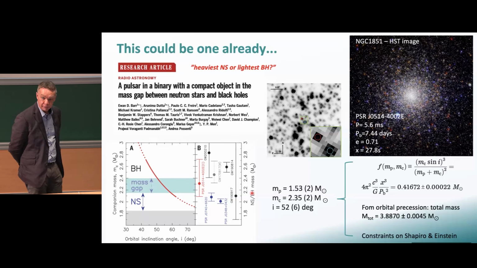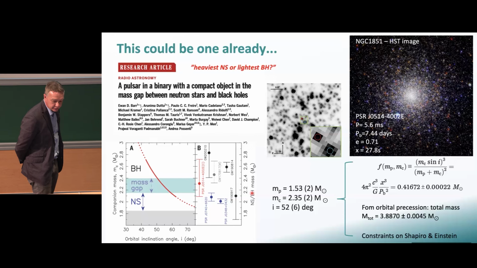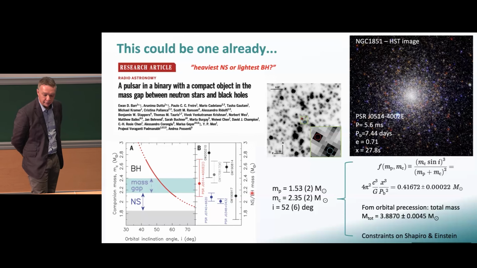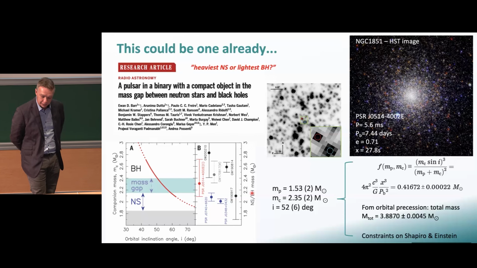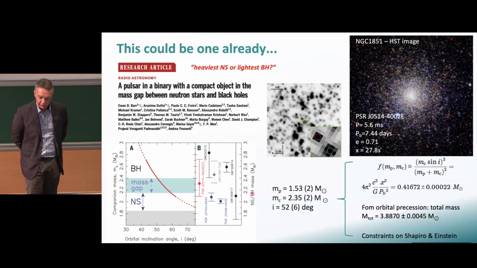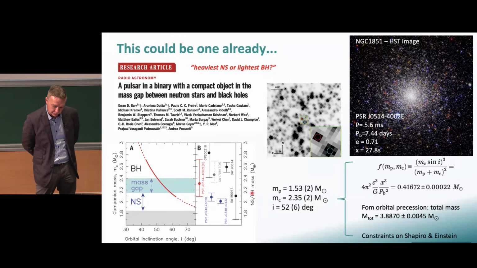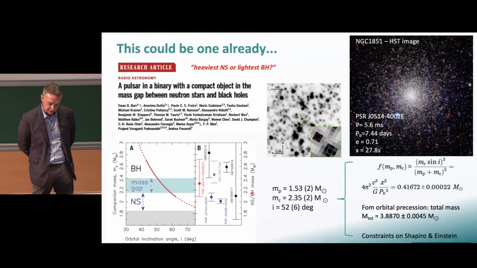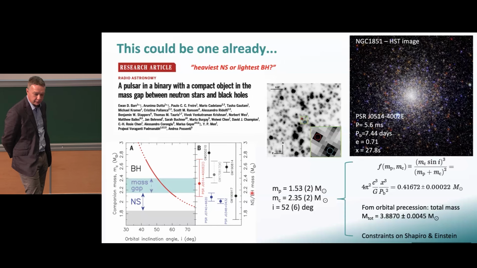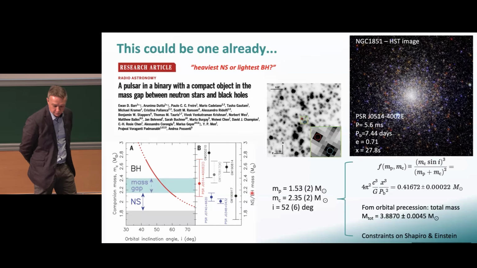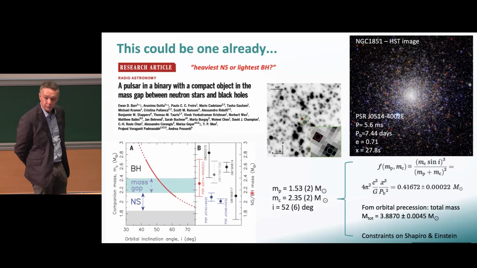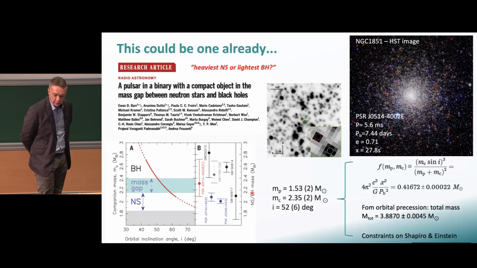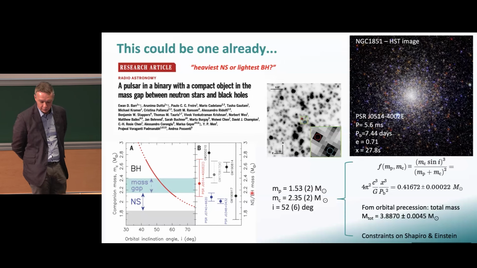And this is a pulsar we discovered with the MeerKAT telescope. It's in a globular cluster. And from the mass function and the measured total mass from the orbital precession, we know that the most likely value for the pulsar is 1.53 solar mass. That's not too super exciting. But the companion is about 2.35 solar mass. That is much heavier, more massive than we would expect from a Newton star. It is pretty light for a black hole, but possible.